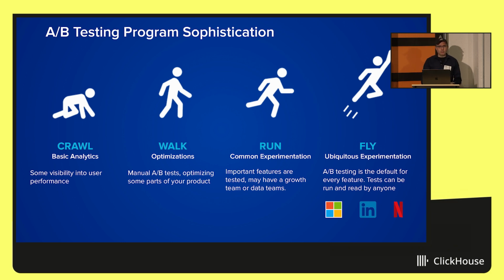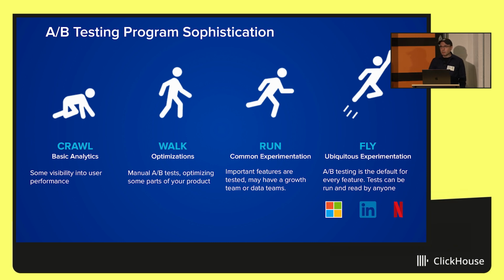Companies get to where there's common experimentation, the run phase, where they might be testing hundreds of tests a year, maybe a little higher than that, and they have growth teams in-house to optimize parts of their product. But the really cool thing is you get to this extra stage we call ubiquitous experimentation, where A/B testing is the default way you launch a product and every single change is an A/B test. This is where companies like Microsoft, LinkedIn and Netflix are, and they're running hundreds of thousands of tests a year, down to the pixel.